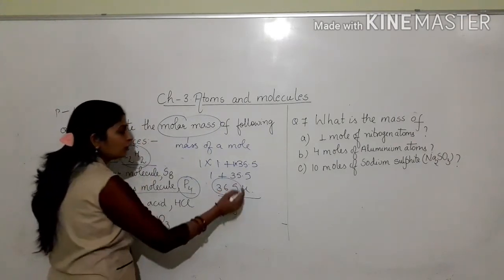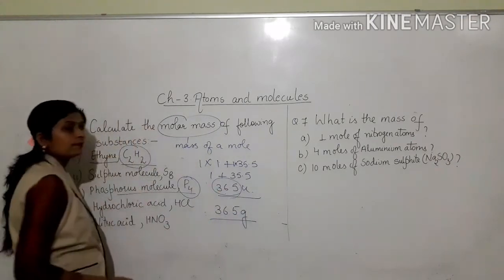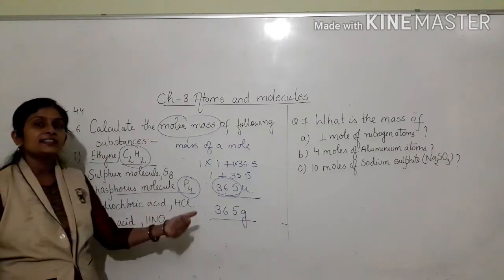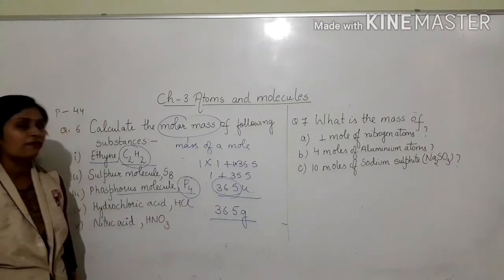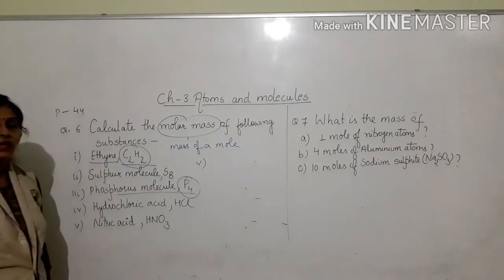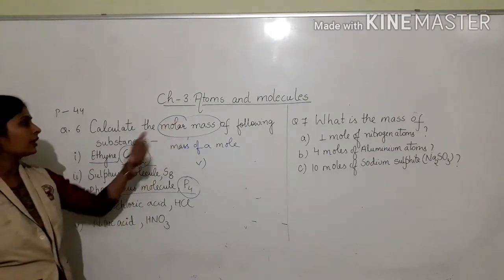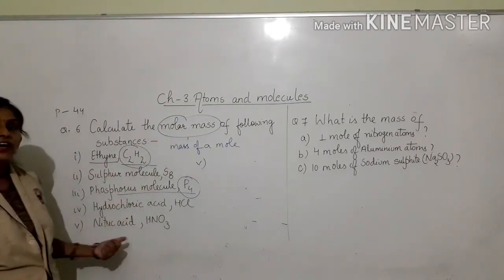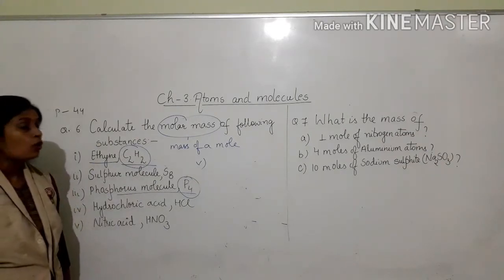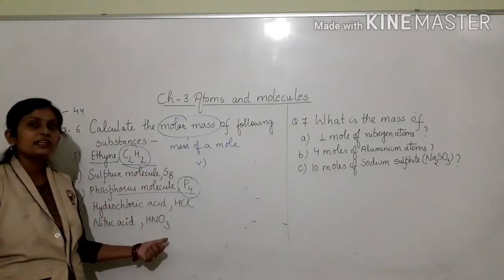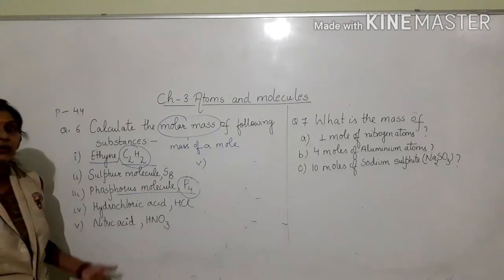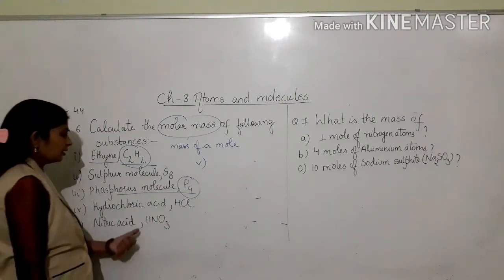But in place of unit U we will write unit G. So what is the molar mass of hydrochloric acid HCl? That is 36.5 gram. Now fifth part, nitric acid HNO3. Here also we have to calculate molar mass of nitric acid HNO3, which is a molecule. So mole of which kind of particle is given? Mole of molecules is given. So first of all we will calculate its molecular mass.